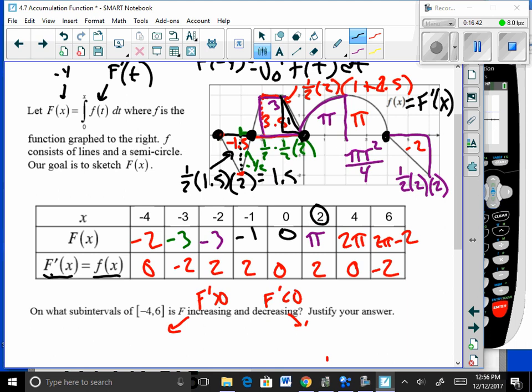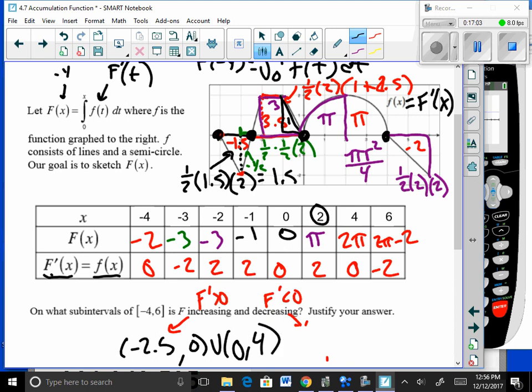So now F should be increasing where, between those values that we just identified, the graph is positive, above the x-axis. So it's above the x-axis from negative 2.5 to 0, and then it's also increasing from 0 to 4.